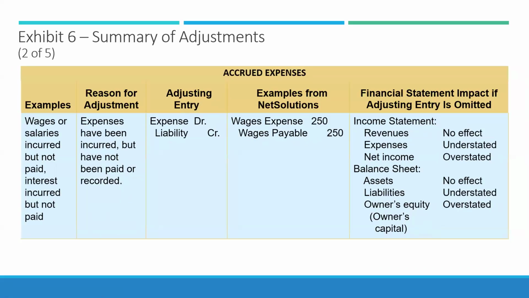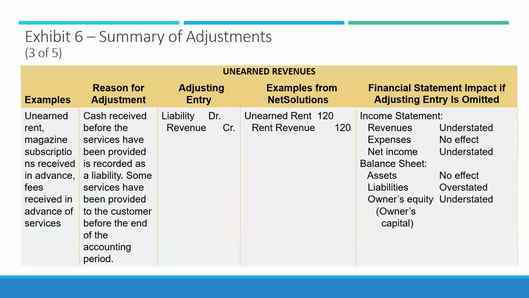So next, accrued expenses: wages or salaries incurred but not paid, interest that's incurred but we've not yet paid. In this case, expenses have been incurred but not yet recorded. We debit the expense and credit the liability. Or unearned revenues: unearned rent, magazine subscriptions, Vikings tickets. Money's been received in advance of services. So that's what we recorded. But once they've been earned, we debit our liability and we credit our revenues, don't we?